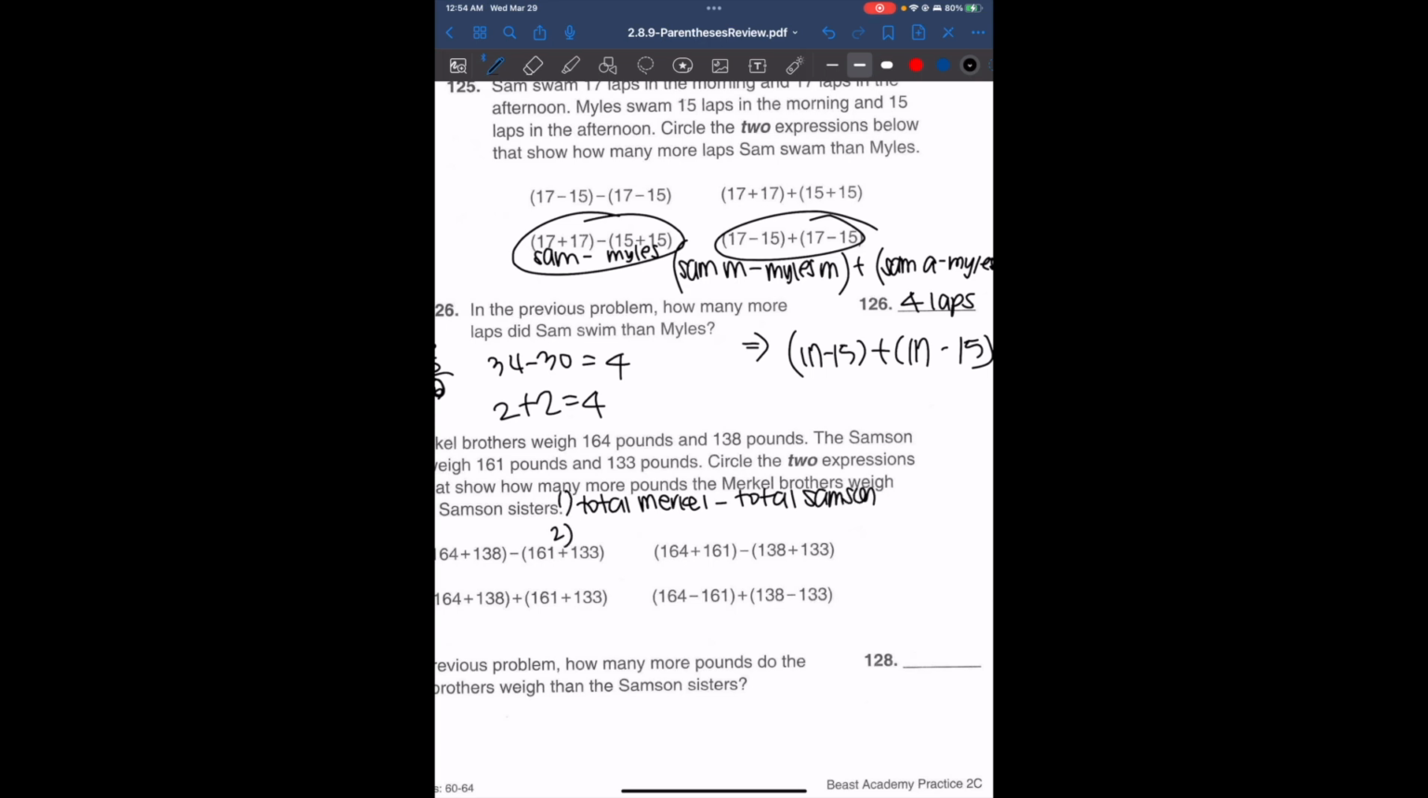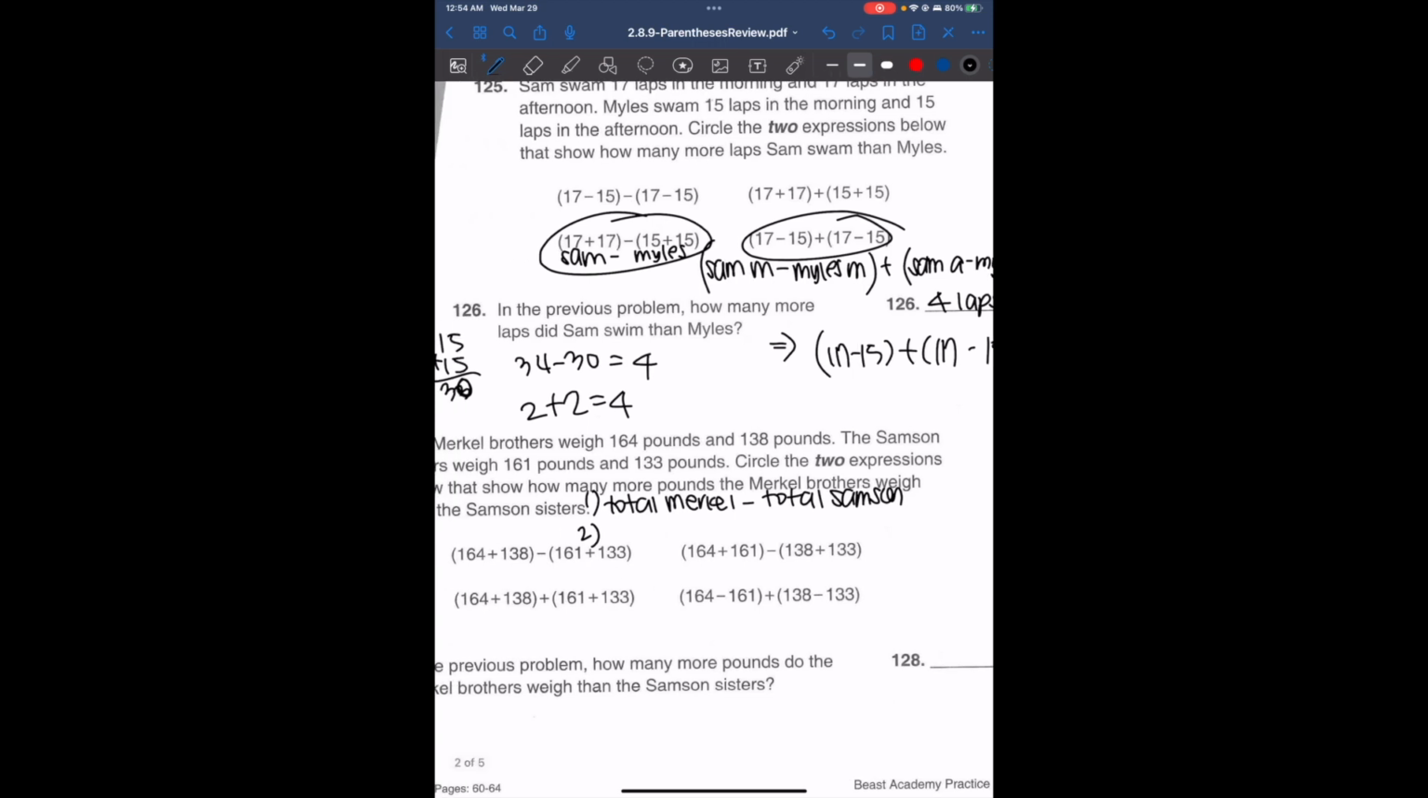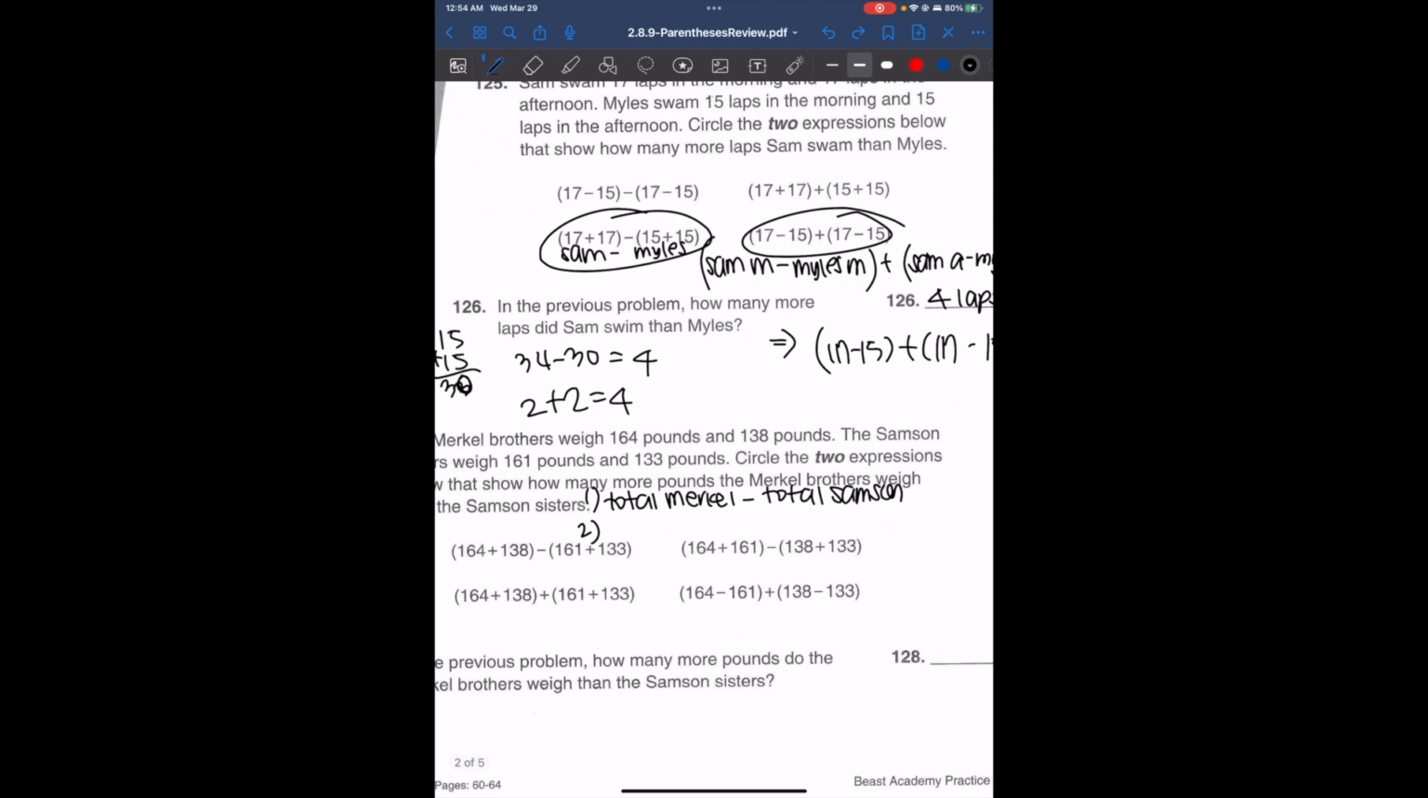Another way we can do this is Merkle brother 1 minus Sampson sister 1, and so on. We can compare each individual by themselves and then add the two differences together. So the first option is sum minus sum, and the second option is difference plus difference. It's just based on the way we group it. So number one, we're grouping same things together and subtracting them.